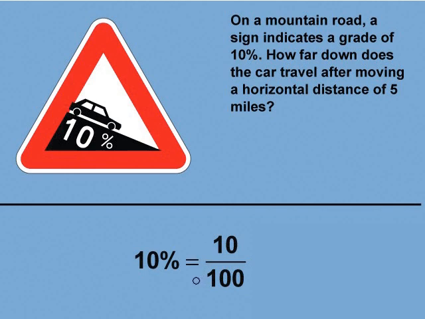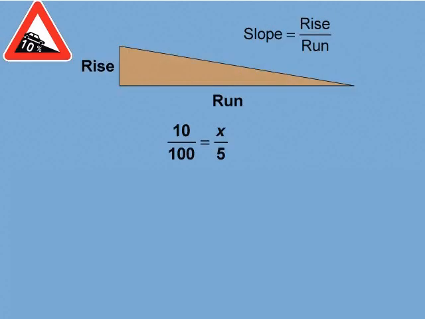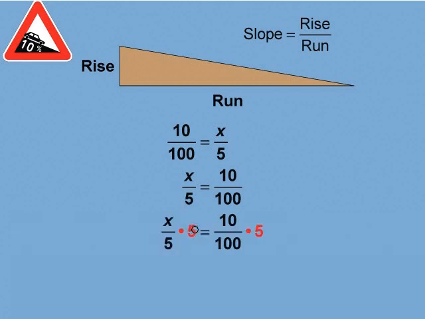We're asked to find the vertical distance traveled after a horizontal distance of 5 miles. We can write this proportion where x is the vertical distance. With this proportion, we can solve for x. In solving for x, we find the rise. So rearrange the equation so that the x term is on the left. Next, multiply both sides by 5, as shown here.